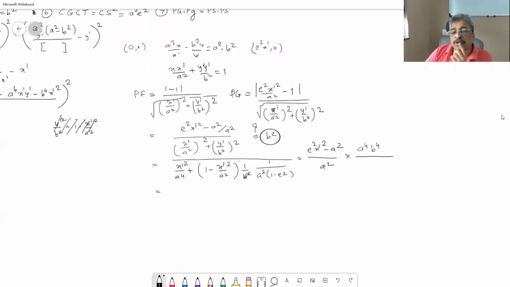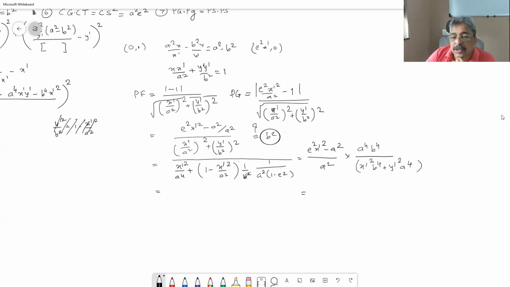So this is a fourth b fourth in the numerator, and what will be in the denominator? x dash square into b fourth plus y dash square into a fourth. Is it correct up to here? Okay, since I am telling this much, let's keep going.